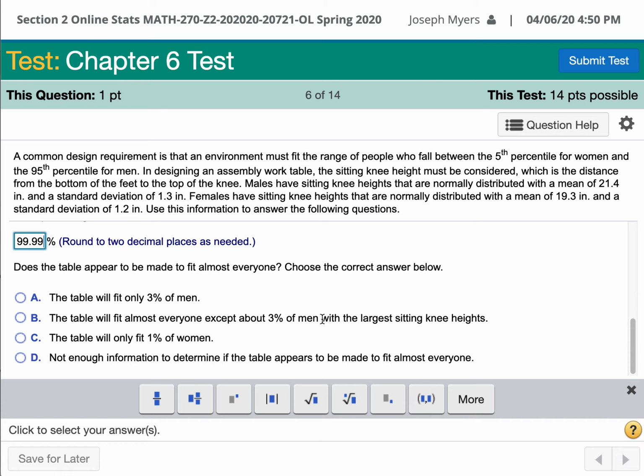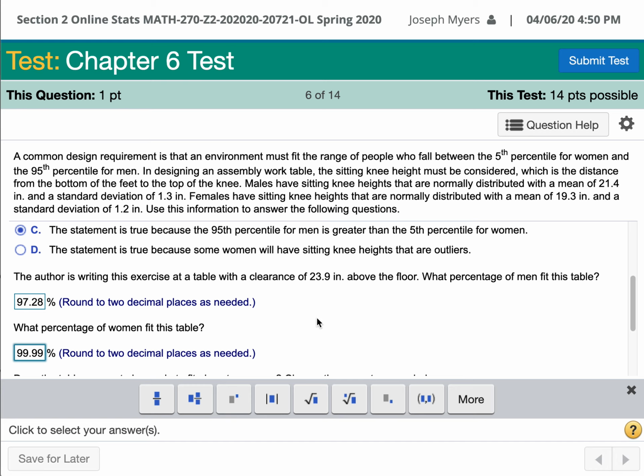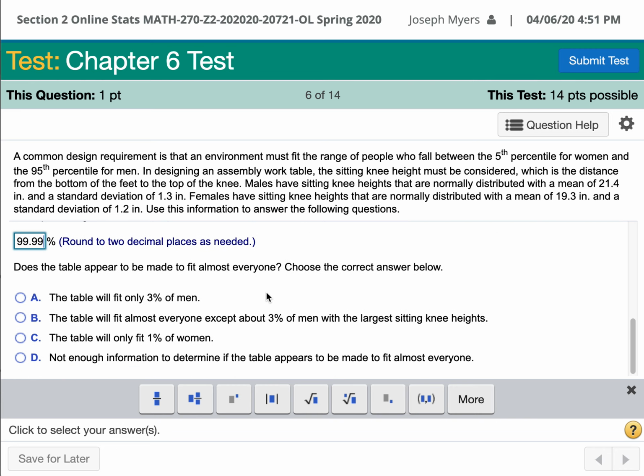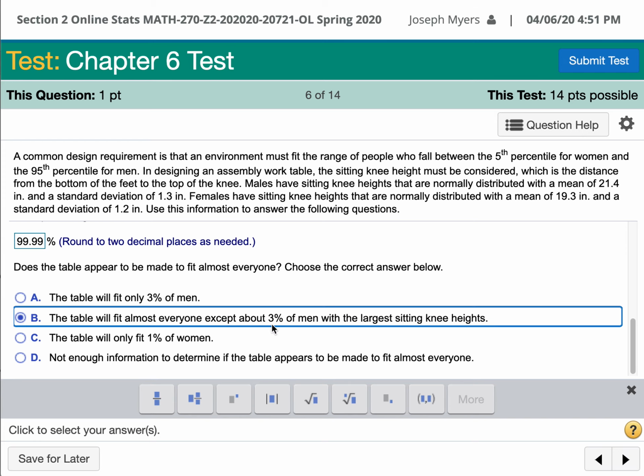Does the table appear to fit almost everyone? Well, no, because this table only fits some of the men. For the men, it only includes about 97% of the men. So there's actually 3% of the very tallest men who will not be able to fit at this table. So the answer would be that this table will fit almost everyone except for about 3% of the men with the largest sitting knee heights.